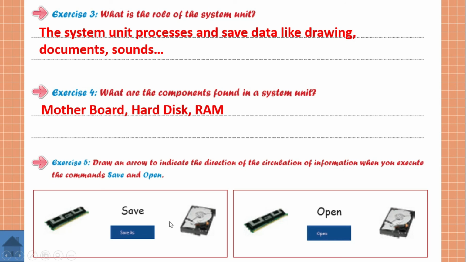Okay. Here we have exercise number 5. They want you to make a line or an arrow to show us. If you click save, does the information go from the RAM to the hard drive or from the hard drive to the RAM? What do you think? Of course, from the RAM to the hard drive. Okay, what do you think if we open the document we saved before? Does the data come from the hard drive to the RAM or from the RAM to the hard drive? Yes, it goes to the RAM.